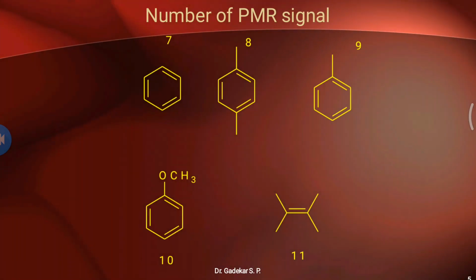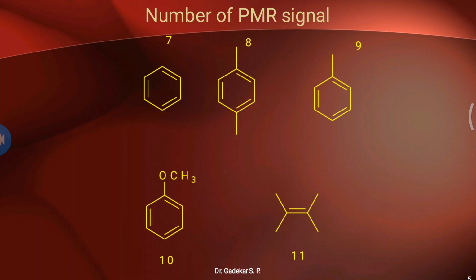Here the seventh example is the benzene molecule, which consists of 6 protons. These 6 protons are all chemically equivalent and they absorb the same energy, same field, and produce the same signal. Only one signal is produced because all protons are chemically equivalent.